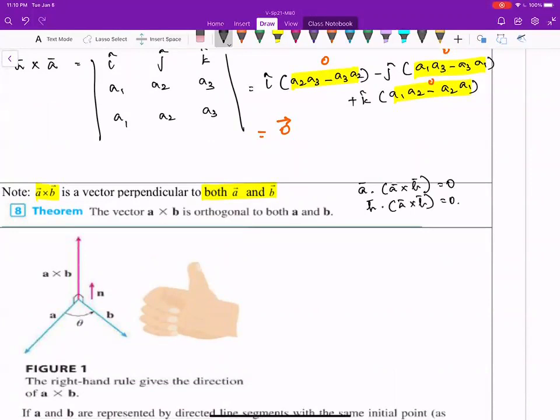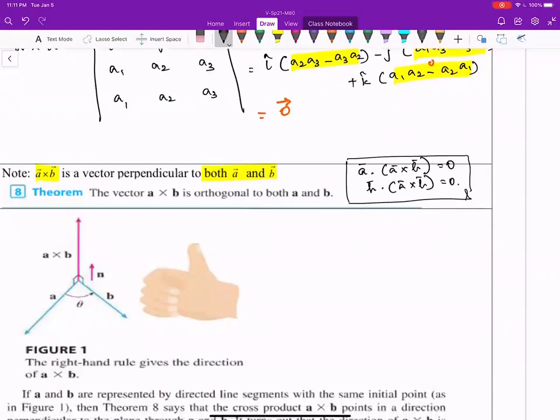And earlier in dot product, we said that two vectors are perpendicular if their dot product is 0. Because we are claiming that A cross B is perpendicular to both A and B, we will be able to prove that A dot A cross B equal to 0.